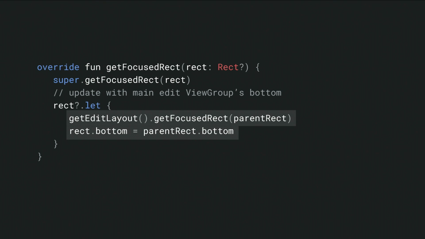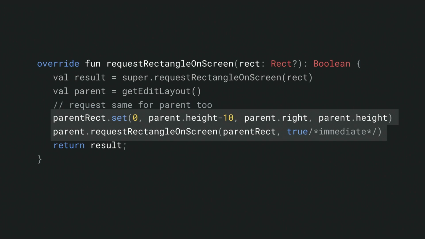The getFocusedRect implementation is pretty straightforward and simple. You let the EditText fill in the rectangle, and you just update the bottom of the final rectangle to be the parent's bottom. And you do the same thing for the getGlobalVisibleRect. Finally, for requestRectangleOnScreen, again, we let the EditText request its own rectangle, and then we request another rectangle, which is at the bottom of our parent layout. The number 10 here is just a magic number to define a rectangle at the bottom of the parent.